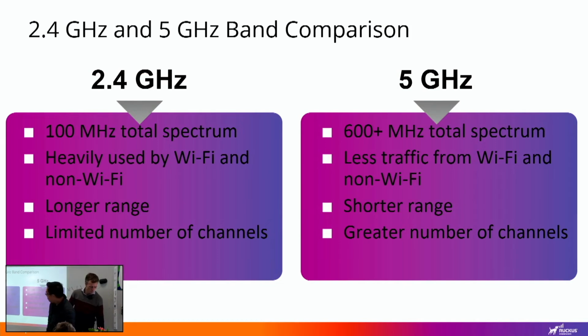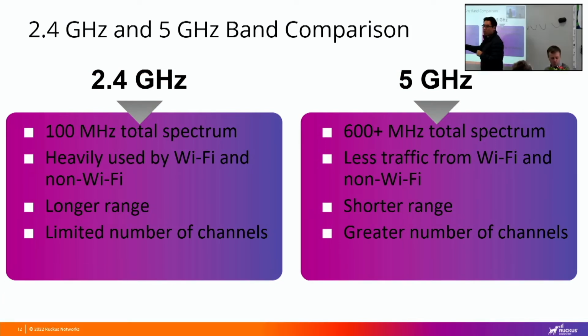Cool. So yeah, 2.4 gig, there's only 100 megahertz of total spectrum, which doesn't give you a lot to play with, and that's why there's only like 14 channels max. 5 gigahertz, on the other hand, has 600 megahertz of total spectrum. It is shorter range, so the wavelength is shorter, so it means it can't travel as far. It'll attenuate faster. Whereas 2.4 gig can go through walls a lot better. It can reach further because the wavelength is longer.